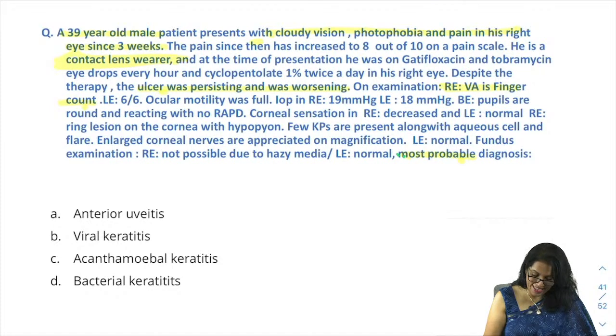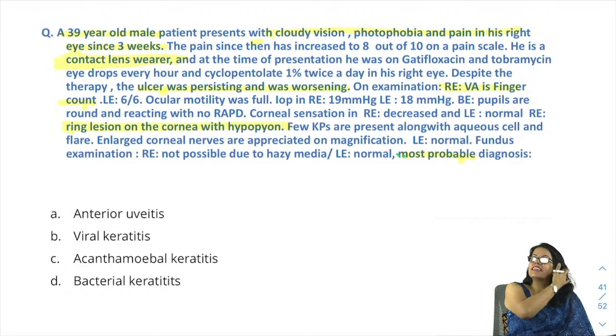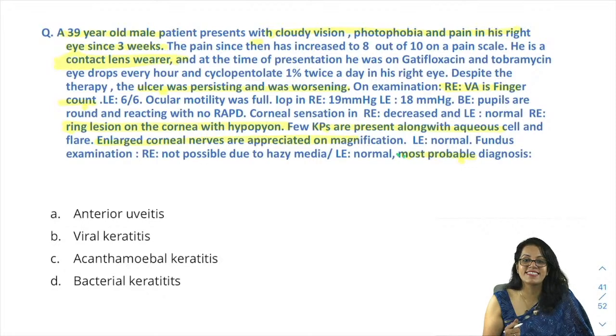Yes, very good. You all are answering correct, but let's read the question. Ocular motility is full, intraocular pressure is normal, pupils round reacting. Corneal sensation in the right eye is decreased and left eye normal. Now comes right eye showing ring lesion on the cornea with hypopyon. So we cannot go with the decreased sensitivity is not always viral. You have to think of other things around you. Okay, few KPs are present, means there is associated uveitis as well. Enlarged corneal nerves. Why will that happen in acanthamoeba? Because it causes neuritis. Okay, so there can be enlargement of corneal nerves in acanthamoeba.